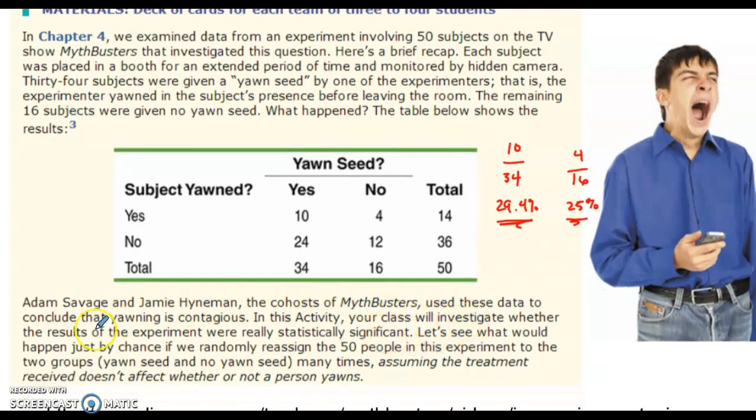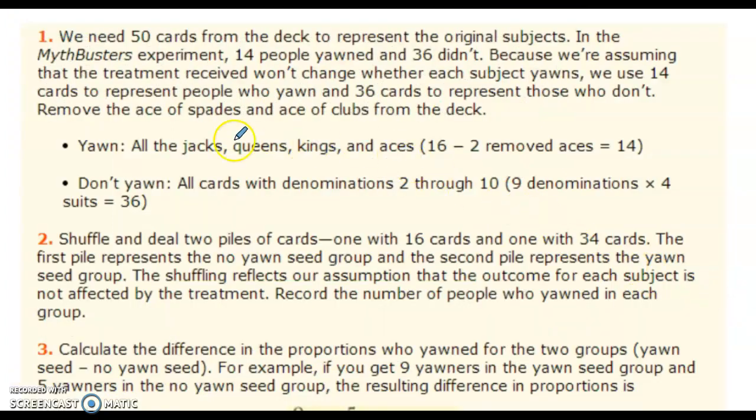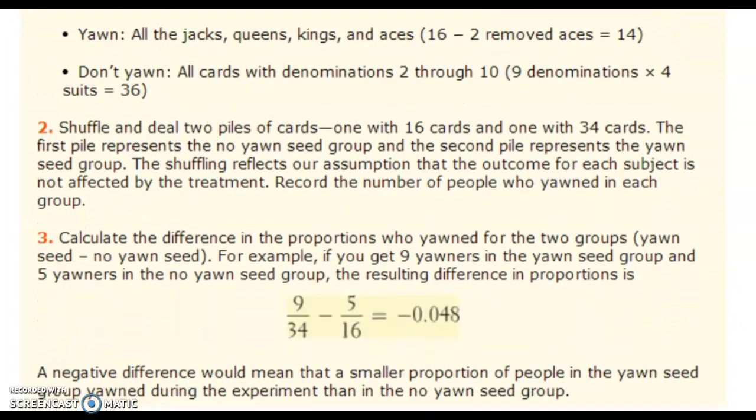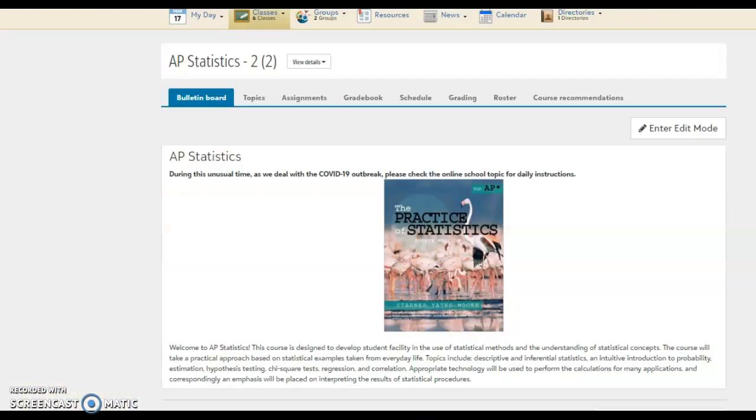So what we're going to do is see what would happen if we just randomly assign these 50 people to groups that receive a seed or don't. And we're going to do this many, many times. We're going to assume the treatment did not affect whether or not the person yawned. If we were in person, we would use a deck of cards, but instead we're going to do this.